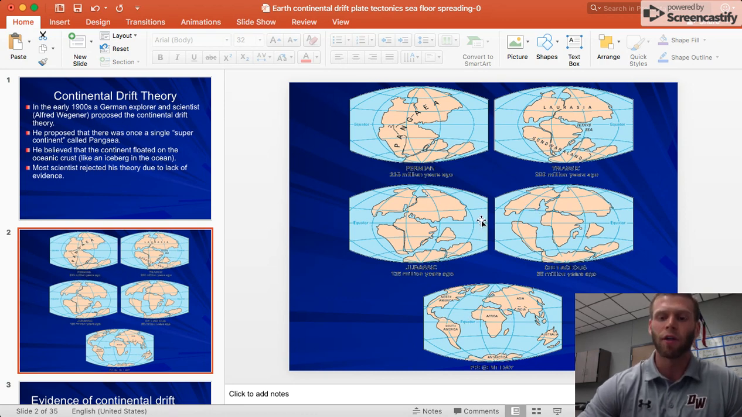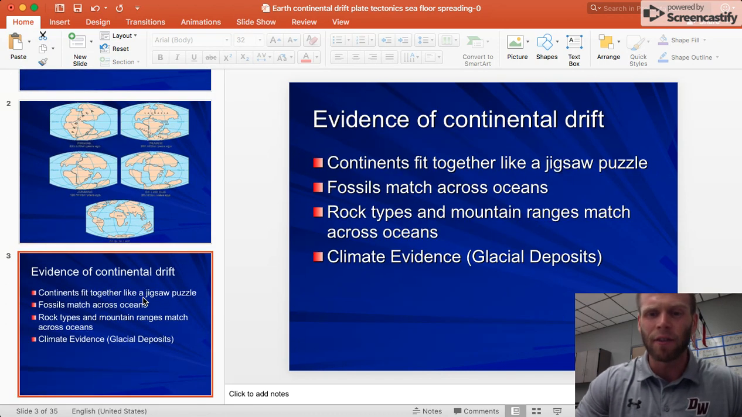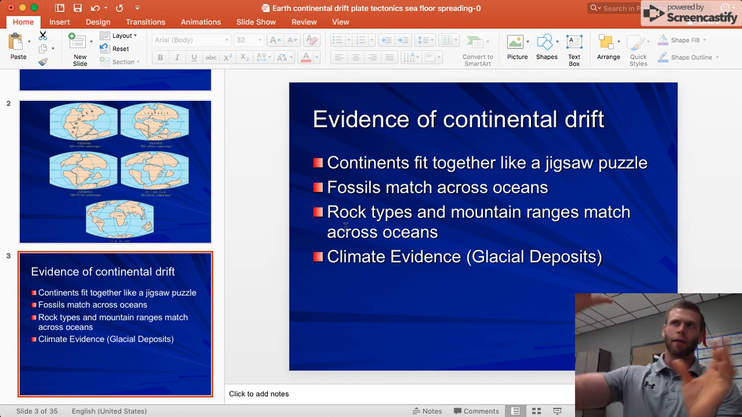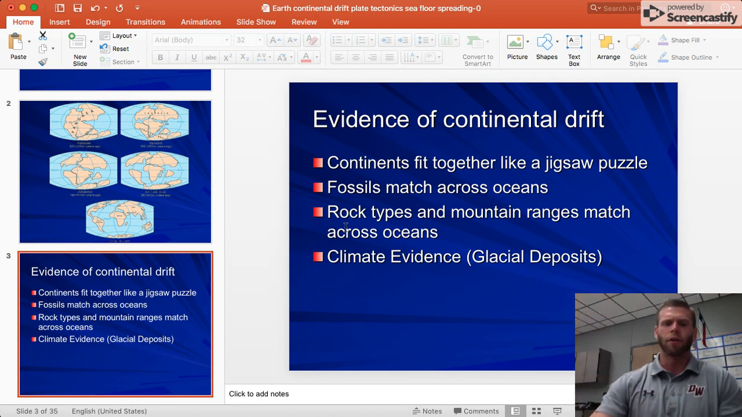But this is over hundreds of millions of years, and you can see the timeline there, every 50 or so million years, what it has looked like. Some evidence: in science, we want evidence of this. The continents actually fit together, kind of like a jigsaw puzzle, and you'll see that in an activity we'll do later. Fossils actually match across the ocean. Some fossils found on the east coast of South America were also found on the west coast of Africa. And if you look at South America and Africa, they fit together perfectly.